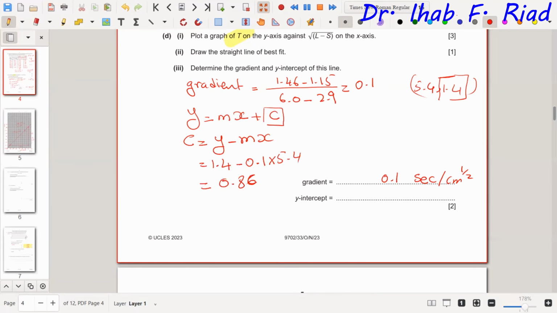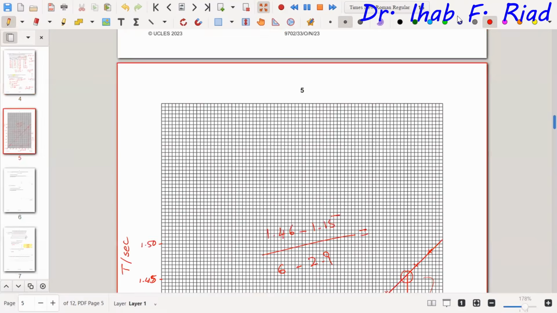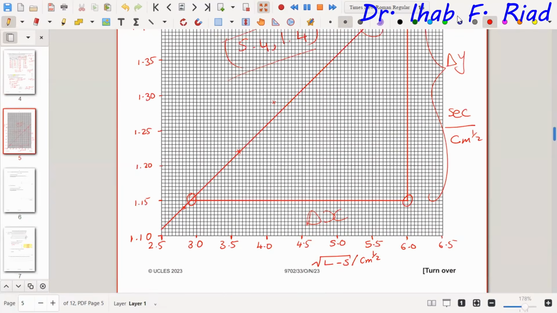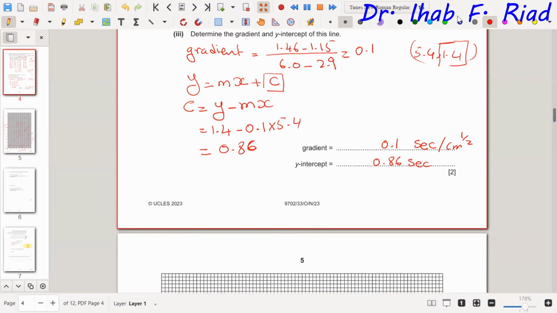Okay. Are we done with the intercept? No, we have to find the units. So what is the unit for the intercept? Second. Yes, it is second. It is always the units of the y-axis. It is always going to be the same units as the y-axis. Okay. We are good here.